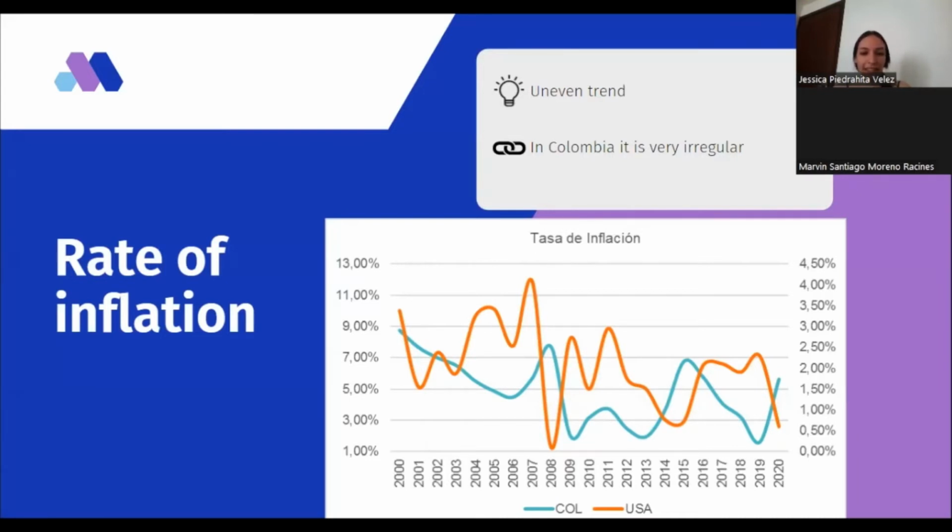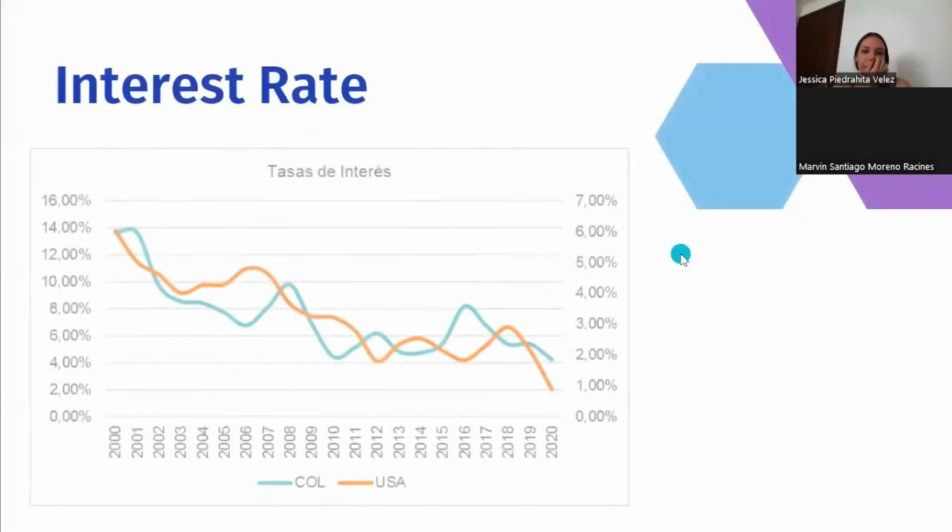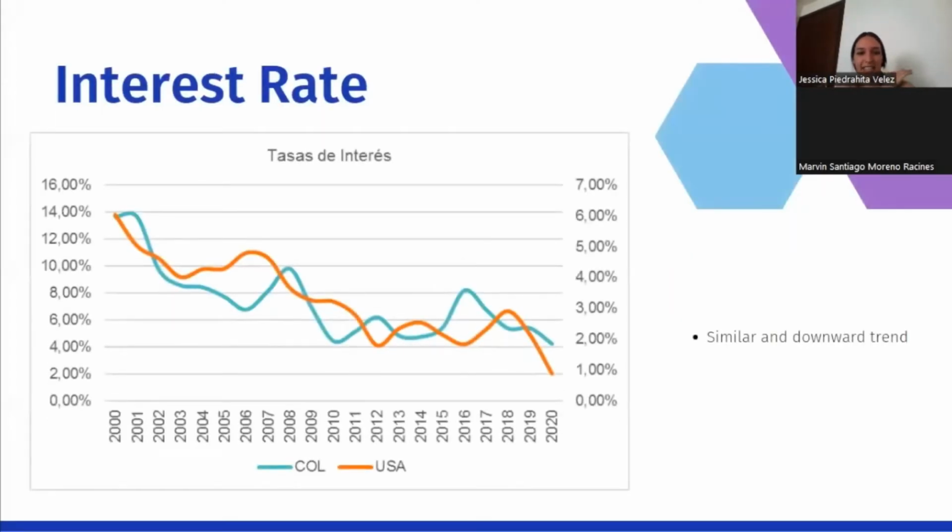According to the graph, the trend is uneven, but in Colombia, the regulation led to various trend highs or various trend lows, so it's very noticeable. On the other hand, the interest rate shows us a regularity in the trend in both countries, but the United States manages higher interest rates, in this case the treasury bills.